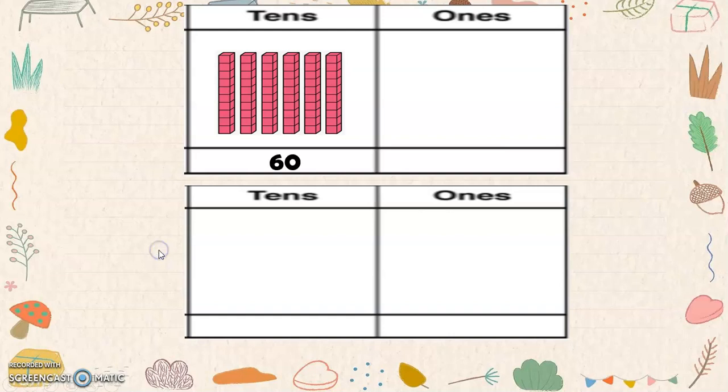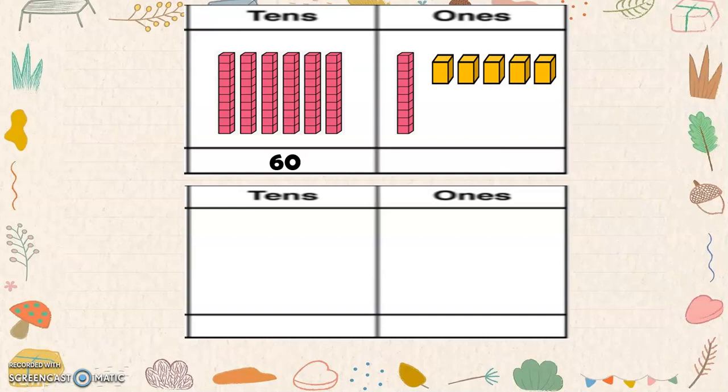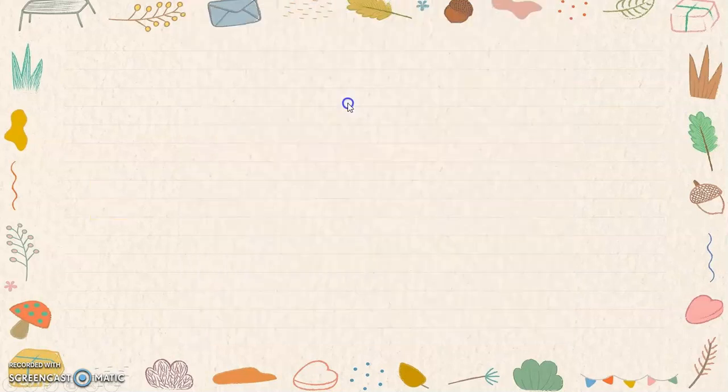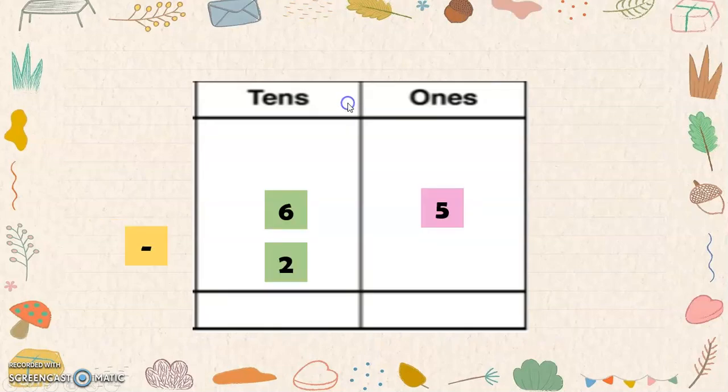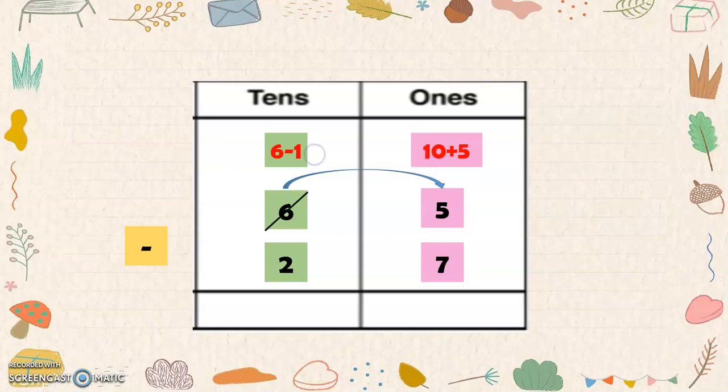So we have here again 60 and then we are going to regroup from the tens place. That's why the ones place now will become 15 because we gave a 10 to it. So now we have here 15. And since we regrouped from the tens place, we now have 50. And then of course minus 27. So we have here again 65 minus 27. Since we regrouped from the tens place, we have here of course 6 minus 1, or its actual value, 60 minus 10. And now the ones place will become 10 plus 5.